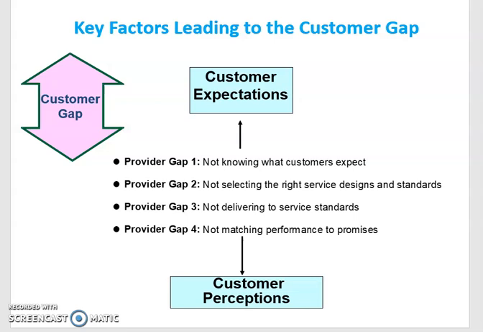Then followed by gap 3, which mainly addresses the issues related to not delivering to the service standards. And in this case, we expect 2 things to exist. One is the experience specification, then followed by the actual results.